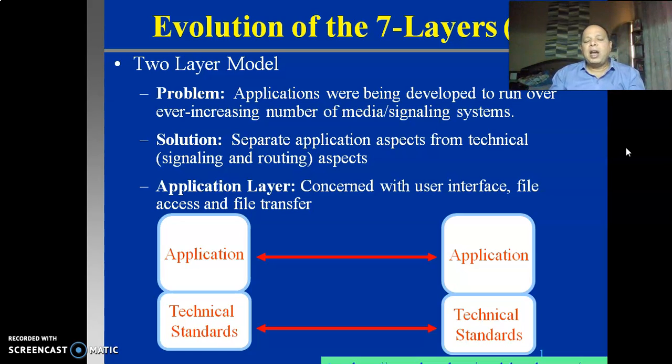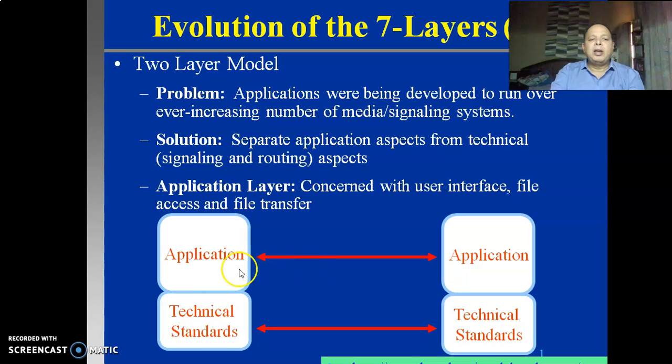In this two layer model, you can very well categorize what the technical standards are and what the applications are. And you will agree with me that applications were being developed to run over an ever increasing number of media and signaling systems. Because in the single layer model, we have just seen a copper cable or a radio link, but now there are so many media which have evolved over time, like fiber optics or the IR pair of transmitter and receiver. So many media now do this operation. So the solution is to separate the application aspect from the technical aspects.